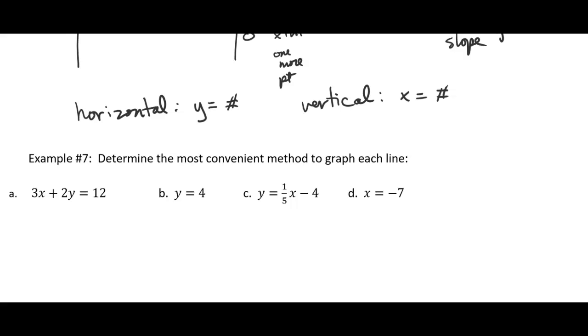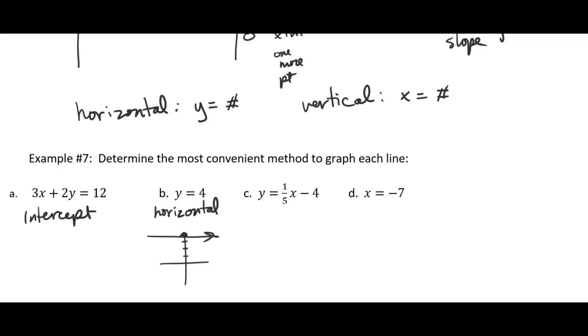This first one, that's an intercept method. You could plug in 0 for x and get y. You could plug in 0 for y and get x. Easy equation to do that one. B, that is a horizontal line. So you don't really have to find a bunch of ordered pairs. You can do it that way, but you just go to, y is 4, 1, 2, 3, 4, and draw the horizontal line, okay? So you don't really have to do 3 ordered pairs.